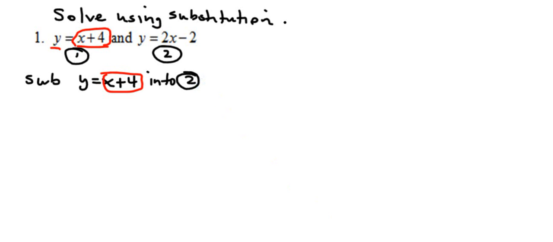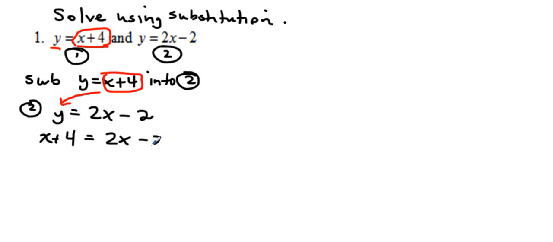All right, so let's do that. So now 2 is going to be y equals 2x minus 2, but where there's a y, I'm going to put x plus 4. So I'll just put a little arrow to show that that's where it's getting substituted into, right? We're going to replace this y with this. So here we go. x plus 4 is equal to 2x minus 2. So I'm just replacing this y with this expression because they're equal to each other.